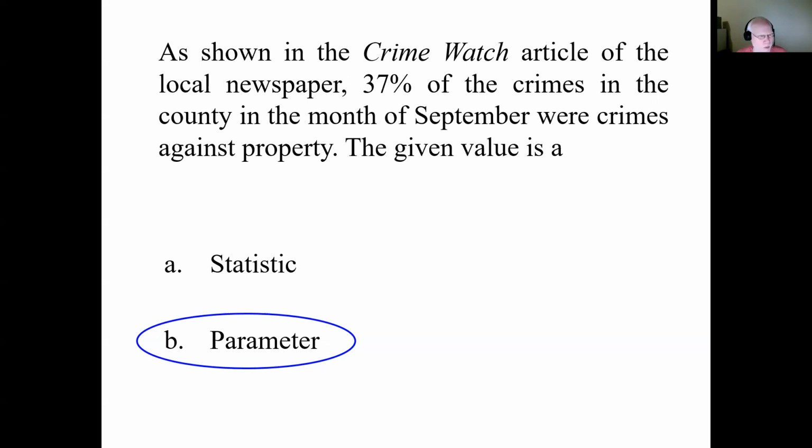In this case, we're dealing with a parameter. So in the Crime Watch article, they pulled in all of the different reported crimes in the particular county. So they had the full list of all reported crimes, which means that they're dealing with the full population. When you're dealing with a full population, any characteristic of it, so in this case, 37% were against property, we're dealing then with a population parameter. We've summarized the crime and said that 37% were against property, so we found some way of categorizing it.